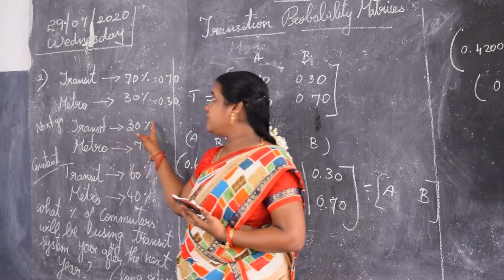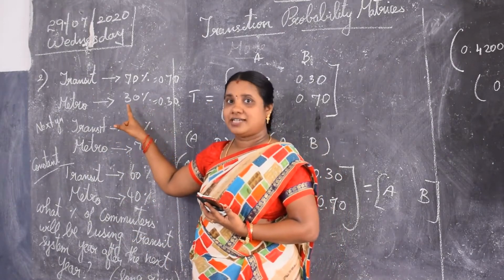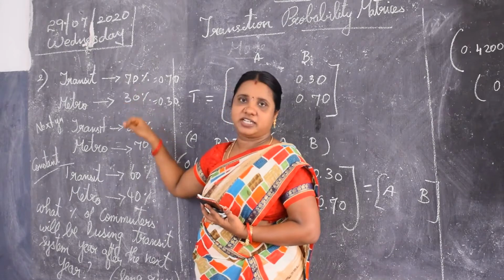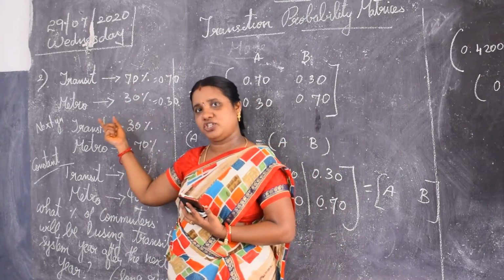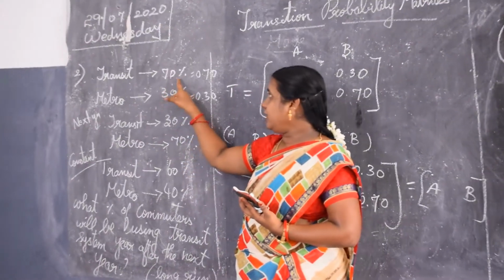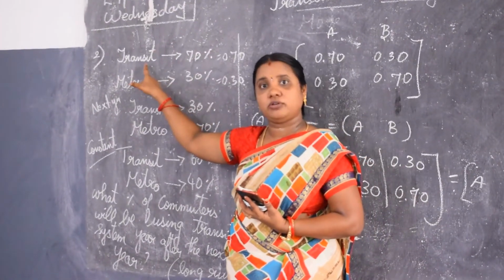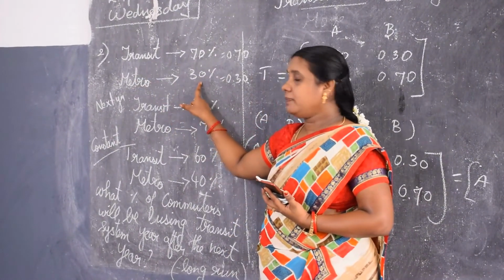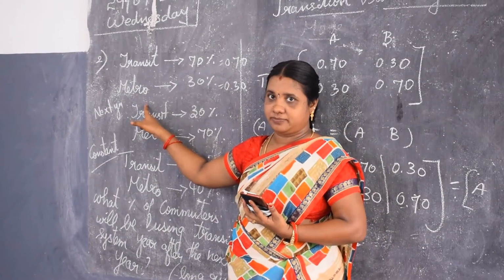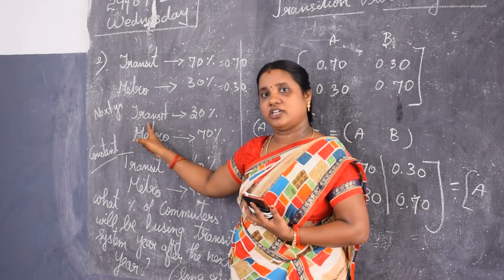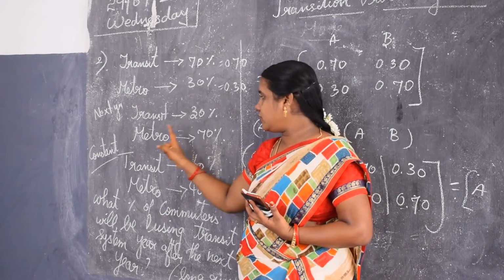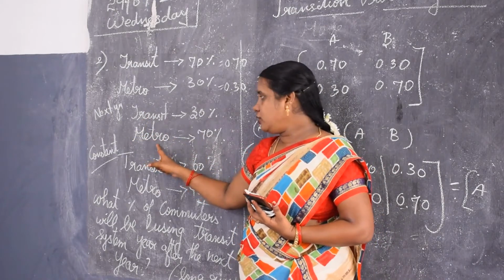See, our second problem is about transport system. See, in the city of Chennai, what transport system are they using? How many percentage of populations are using? See, 70% of populations are using new transport system. 30% are using metro train. Then next year 30% are using new transport system. 70% of the populations are using metro train.